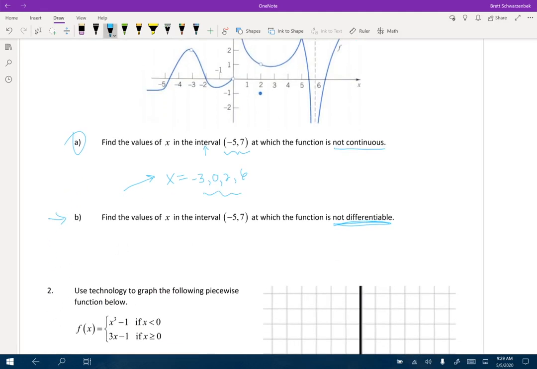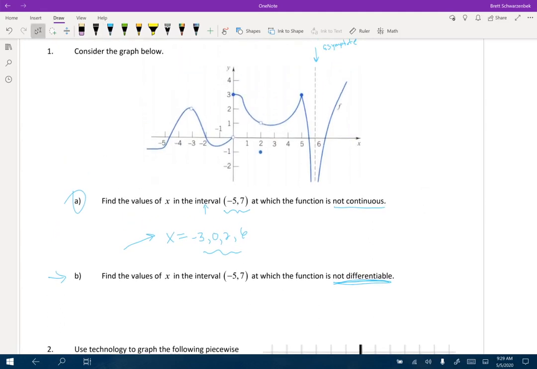So the question is, is there anything else that you see on the graph that would be a point of non-differentiability that has nothing to do with continuity? That is what you want to stare at. So if you want to pause right now and find it, you can.